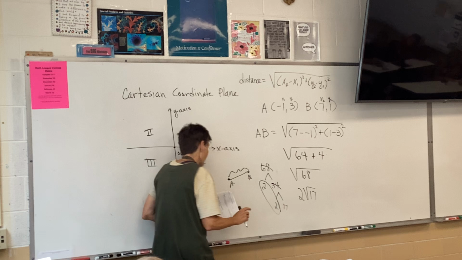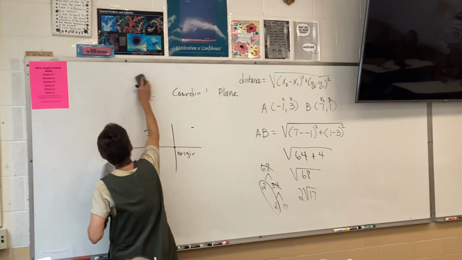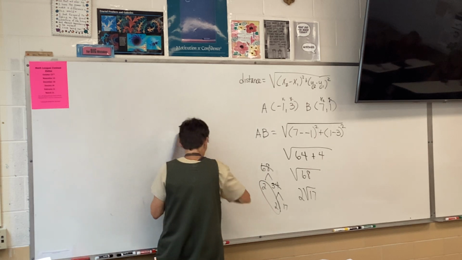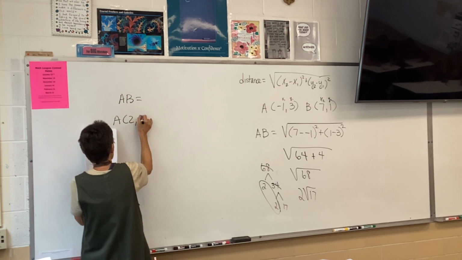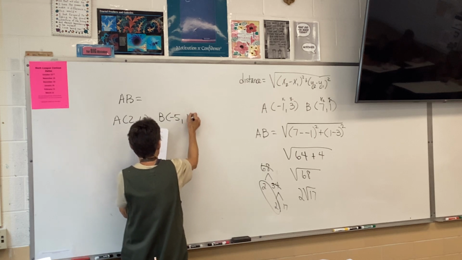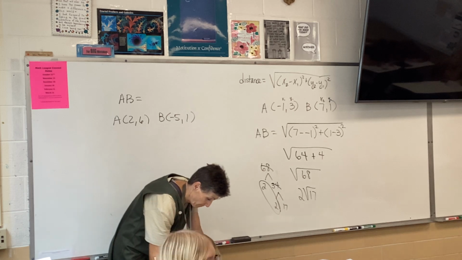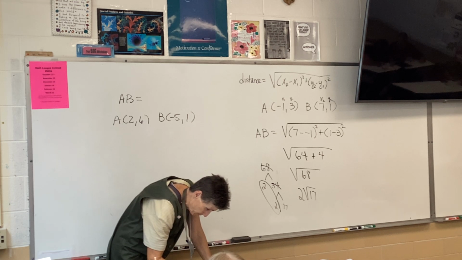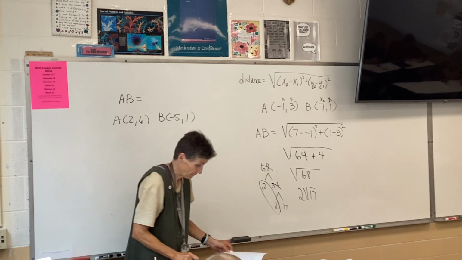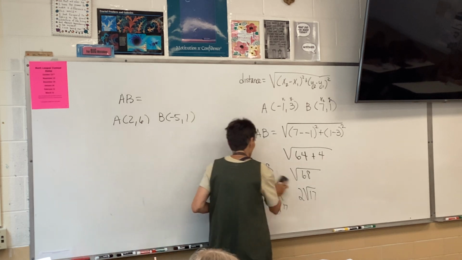All right, now, the next problem is exactly the same. So would you and your partner find AB if A is 2, 6 and B is -5, 1? All right, get to it. It's always good to try. If it breaks down, don't forget to break it down.